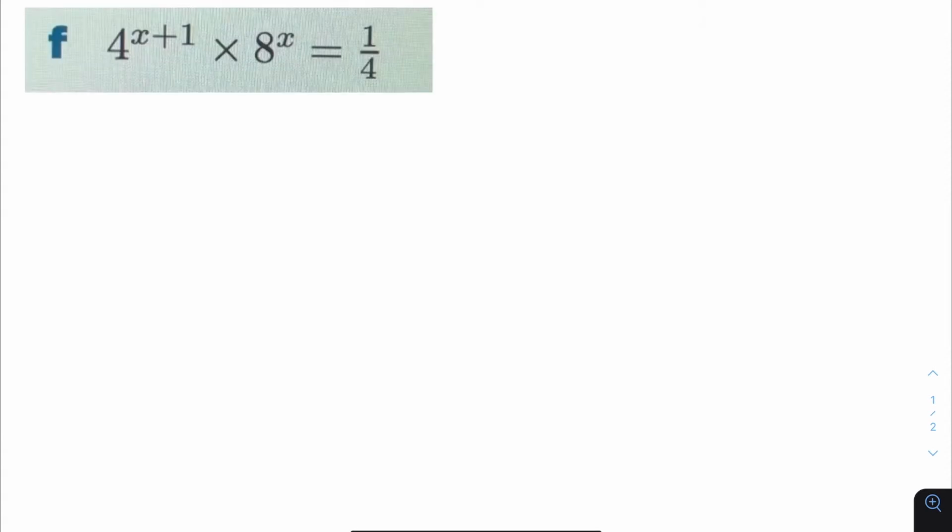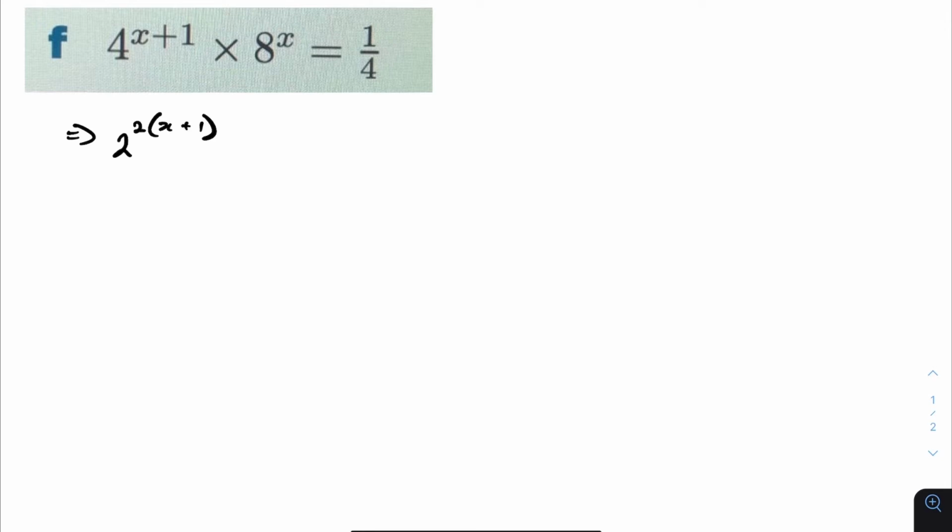Alright, so let's look at this problem here. So 4 to the power of x plus 1 times 8 to the power of x is equal to 1 over 4. First thing we should do is convert everything to an indices with the common base. So 4 to the power of x plus 1 can be expressed more simply, because 4 is equal to just 2 squared. So we can make this 2 to the power of 2 and then multiply it by the indices at the top to make the same thing.